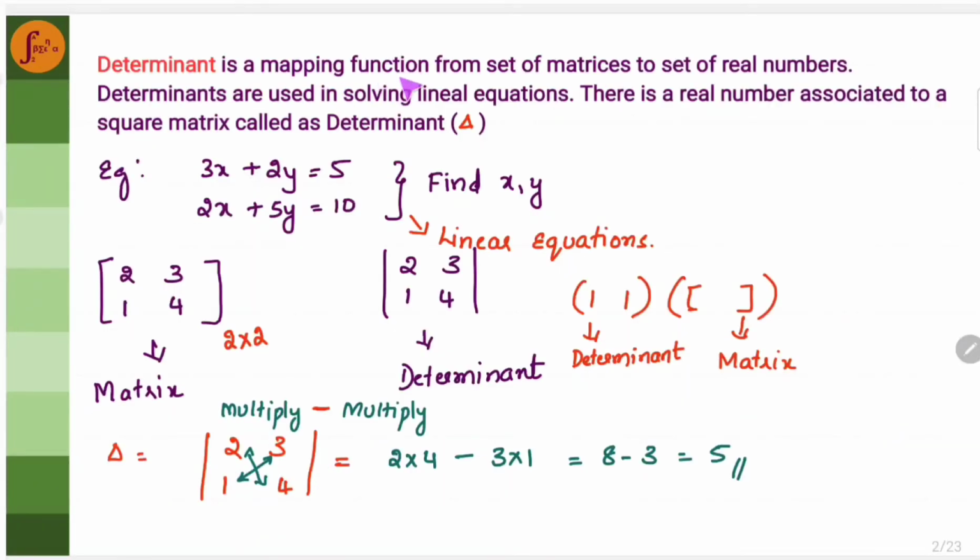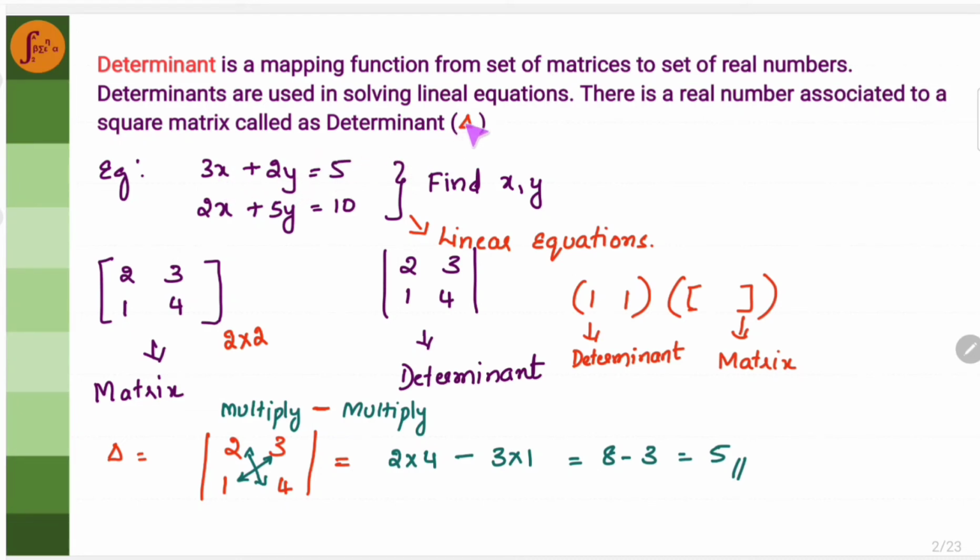A determinant is a mapping function from the set of matrices to the set of real numbers. There is a way where we associate a real number to a particular matrix. So basically you do a certain set of calculations so that you get one number for this matrix. That real number is nothing but the determinant of this matrix. Determinants are used in solving linear equations. For example, 3x plus 2y is equal to 5, 2x plus 5y is equal to 10. Here, if we have to find the values of x and y, then we can use determinants.